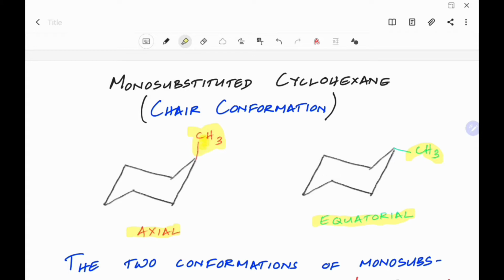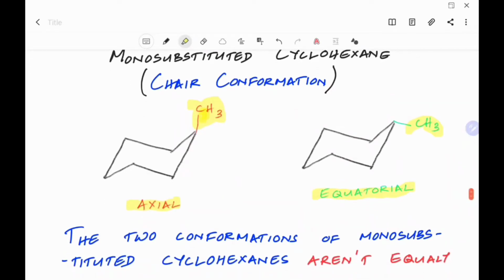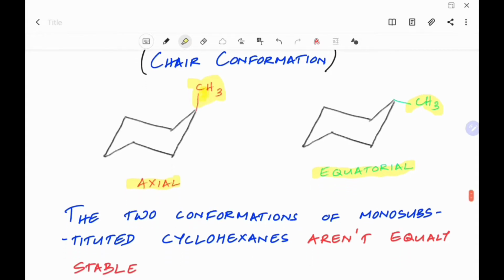So because of that, these two conformations are different from one another, but these two conformations are not equal when it comes to stability. One conformation is actually more stable as compared to the other conformation. In fact, when you have the methyl group in the equatorial position, this is more stable as compared to the other.